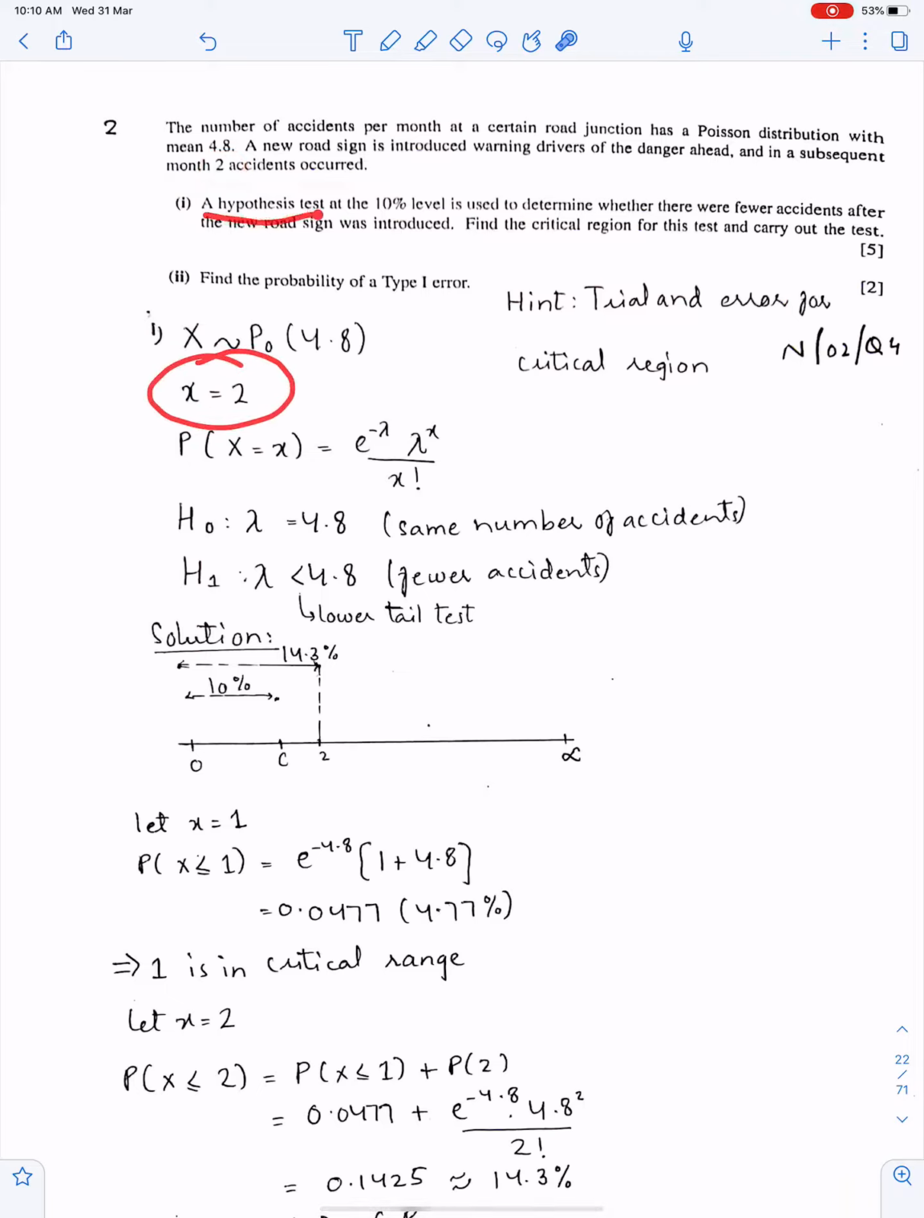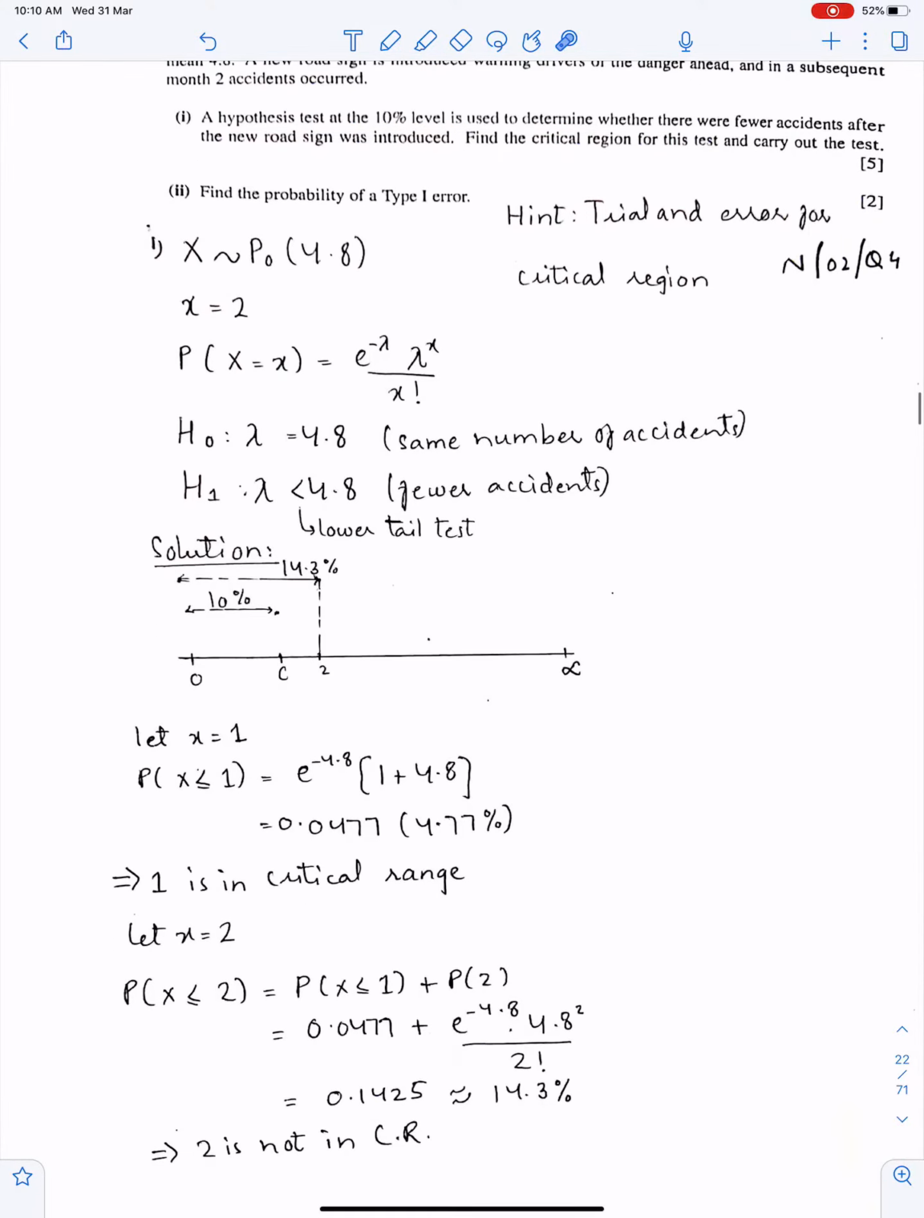A hypothesis test at the 10% level is used to determine whether there were fewer accidents after the new road sign was introduced. So H1 has a lesser sign. Find the critical region for this test and carry out the test. For critical region, we use trial and error method. This means same number of accidents, this means fewer accidents. The lower tail test. For critical region, do trial and error.